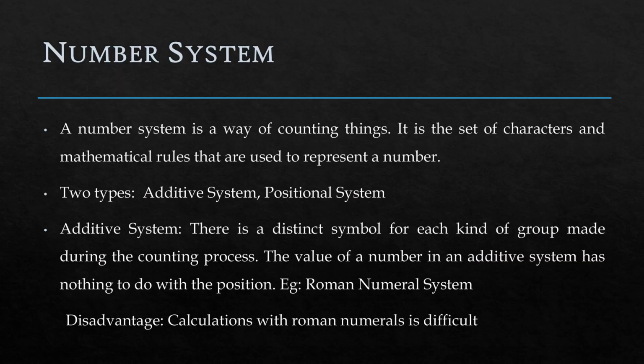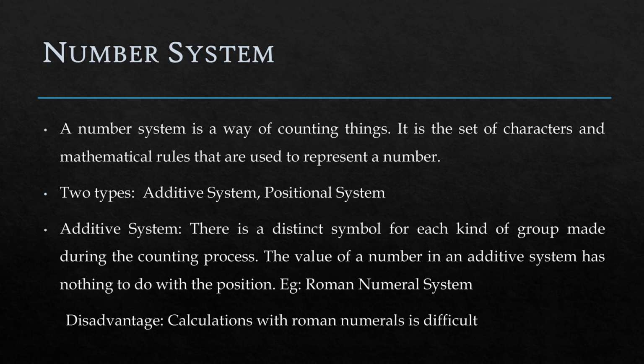Okay, now let's start with the definition of the number system. A number system is a method of counting things. It is the set of characters and rules that are used for representing a number. So it is nothing but a method for representing a number. And we have two types of number system: additive system and positional system.